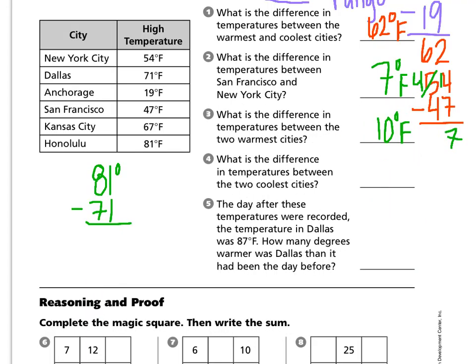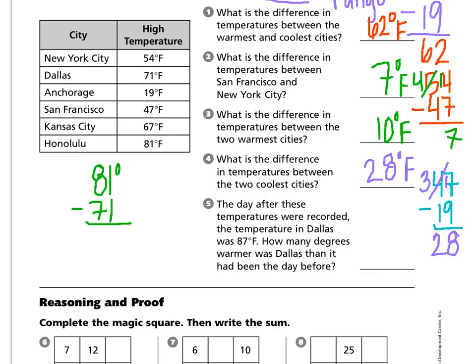Number 4, what's the difference between the two coolest cities? And I know that the coolest city is going to be San Francisco, which is 47, and Anchorage, Alaska, which is going to be 19 degrees. And go ahead and subtract it. I need to go ahead and borrow from the 4 and make it a 3. This becomes 17 minus 9, which is 8. 3 minus 1 is 2, so I know it's going to be 28 degrees Fahrenheit.